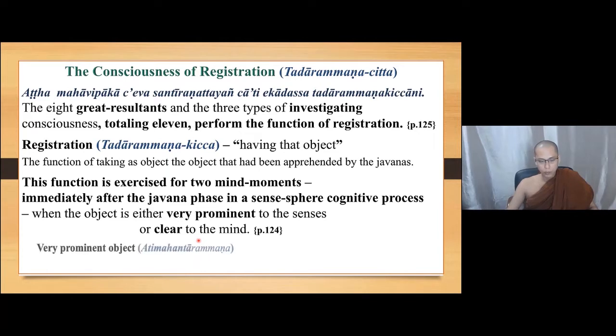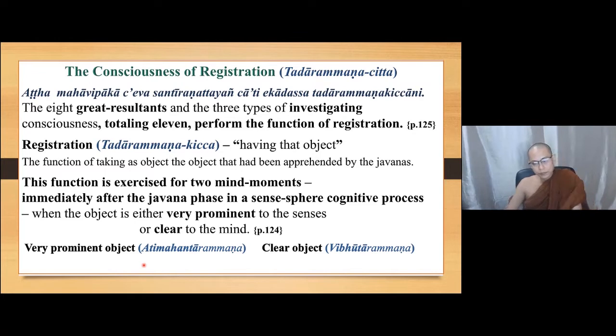So we have to know the two objects by which a Tadarammana, or registration mind moment, can arise. One is the very prominent object, Atimahanta-arammana. And the second is the clear object, Vibhuta-arammana. These are the points we have to keep in mind in the study of registration.